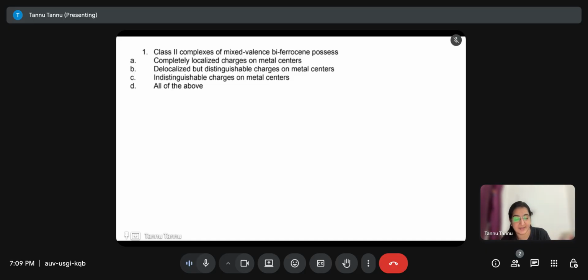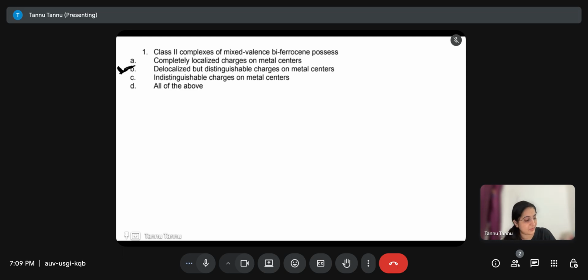So, as in the beginning we discussed, how do you differentiate between the first, second, and third class? So, class 2 is partially delocalized. There is electronic interaction between the two metal centers. So, the electron is not strictly localized, but the centers remain distinguishable. And spectroscopically, this often gives intervalence charge transfer bands of intermediate width and intensity. So your right option would be delocalized but distinguishable.